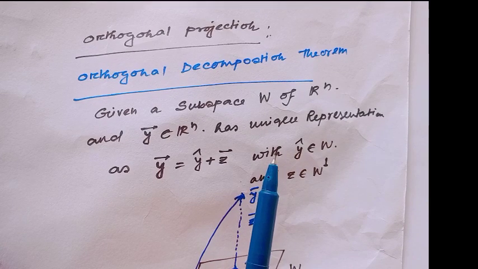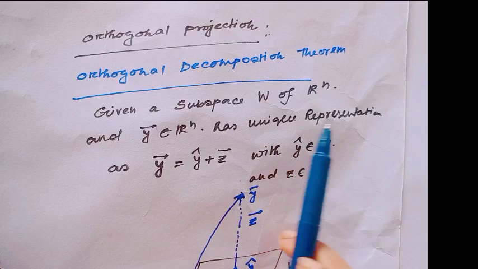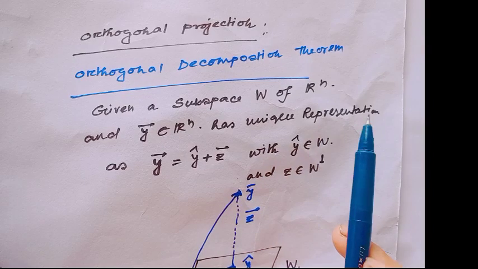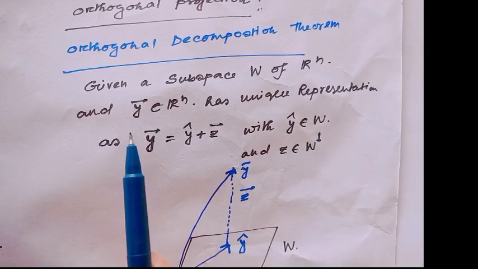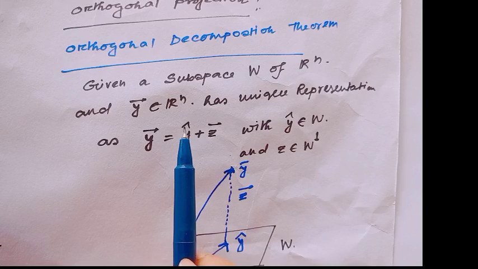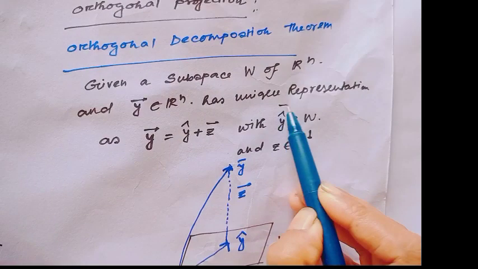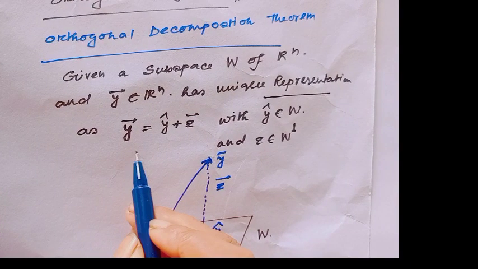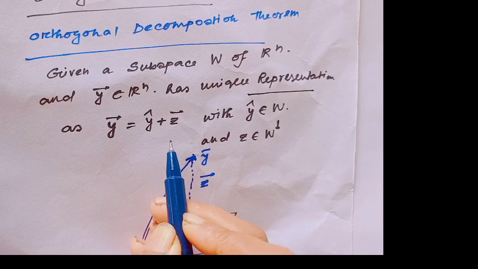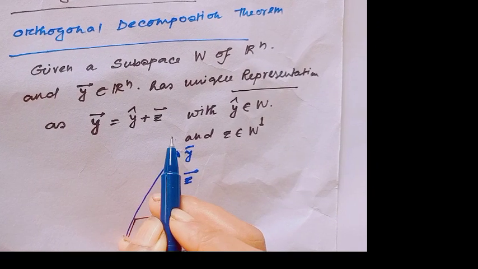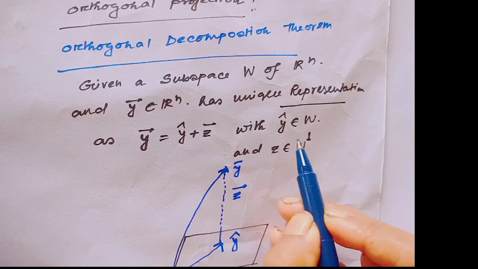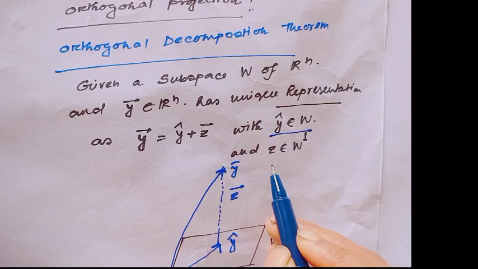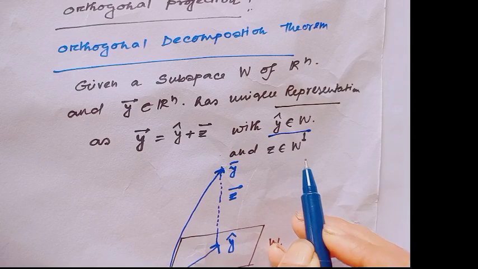Just recall, we all know the orthogonal decomposition theorem. Given a subspace W of Rn, consider an arbitrary vector y in Rn, which has a unique representation as the vector y written as y cap plus the vector z, with the condition that y cap is a member of the subspace W and z is a member of W perp.